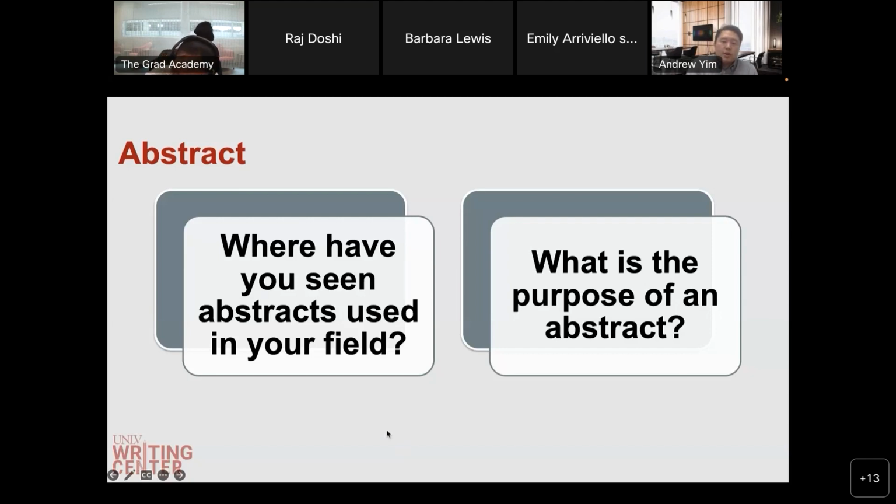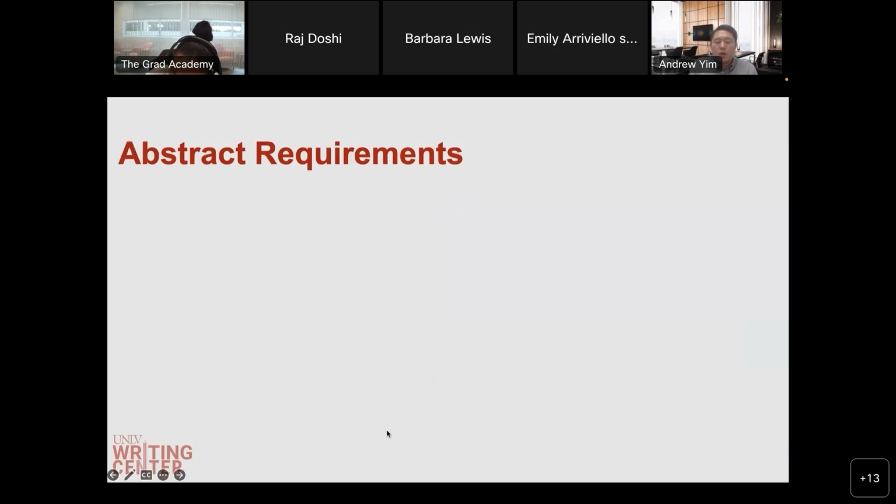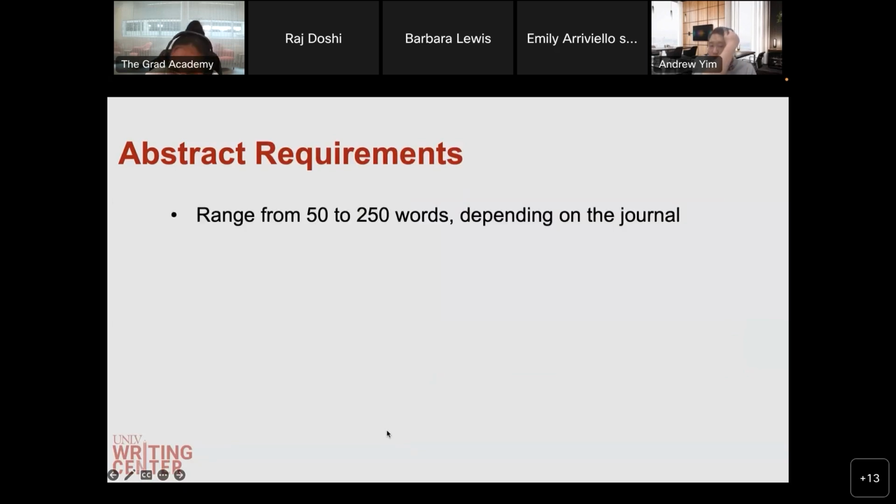That takes us to our next slide, which is thinking about the abstract requirements. Depending on the journal you're applying for, and I'll show you the three journals later in the PowerPoint, abstracts can generally range anywhere from 50 to 250 words. So I highly recommend that once you have completed your research project and you're looking at journals to apply for, you go to the journal you're interested in or the conference proposal and see how many words they're looking for, because it can vary depending on the journal.